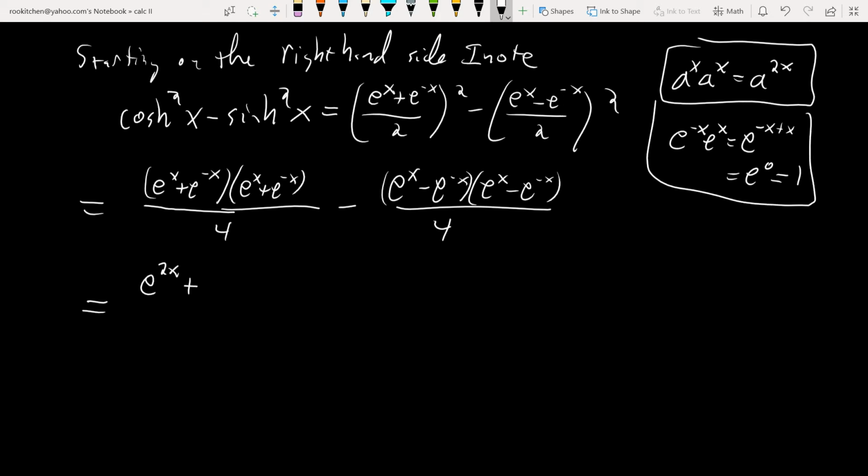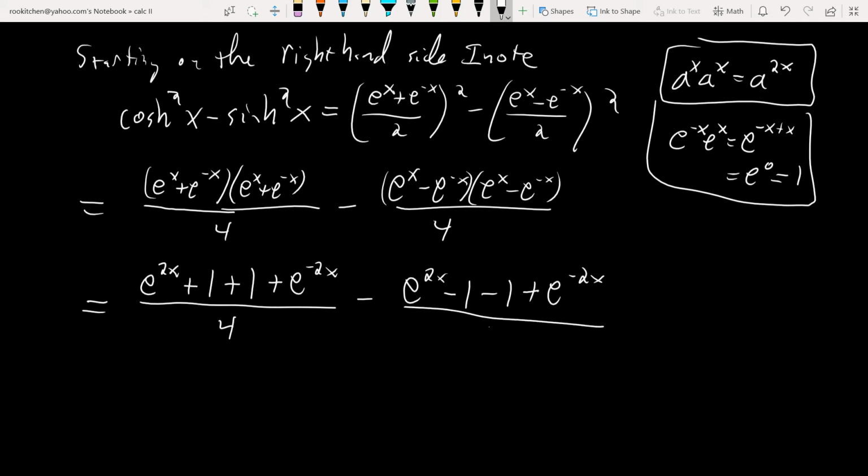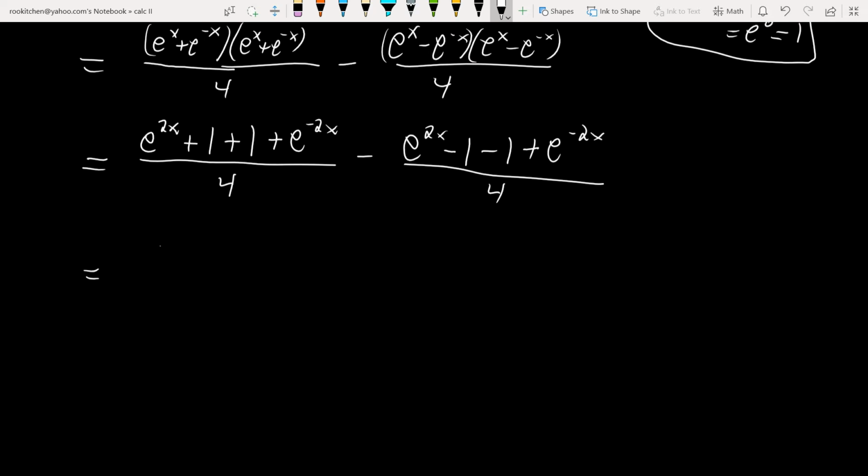Okay, so we'll have plus 1 for the outer, and then the inner will again be plus 1, and then the last plus e to the negative 2x, minus, this time we'll have e to the 2x minus 1 because of the negative, and then plus e to the negative 2x. Okay. We could simplify and combine over the common denominator. 2 plus e to the negative 2x. You've got to make sure you distribute the negative to that second numerator.